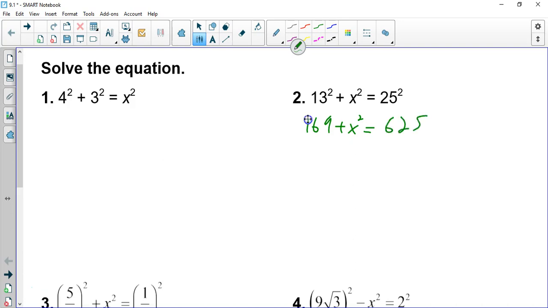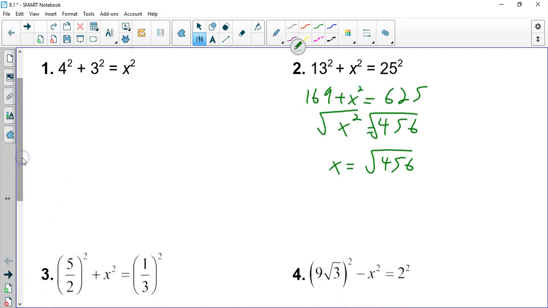We need to get all the numbers on the same side, so we're going to subtract 169 from the right side, and we get 456. We square root both sides, and that means x is the square root of 456.